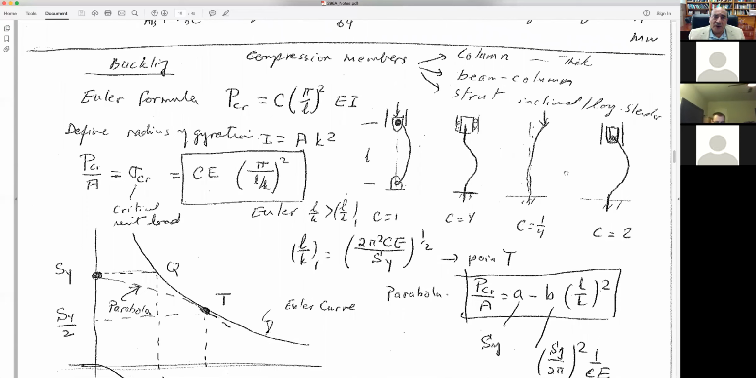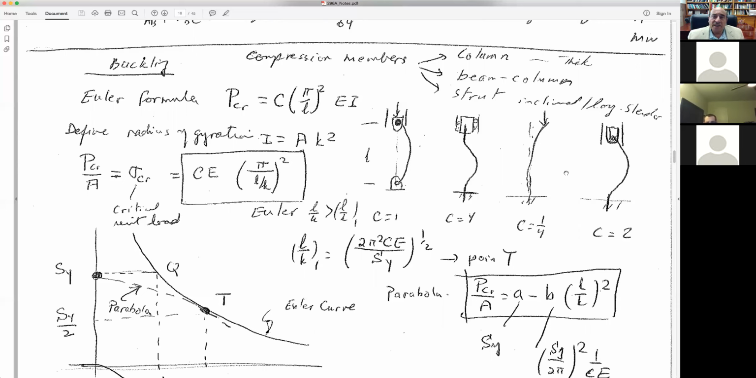One is for very long beam columns. If they are very long, then they buckle according to Euler's simple formula. If they get a little bit shorter, then life is not so easy because they can actually yield. So we have to find this condition.